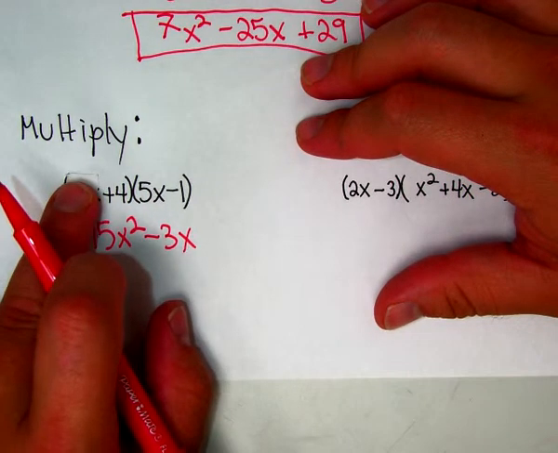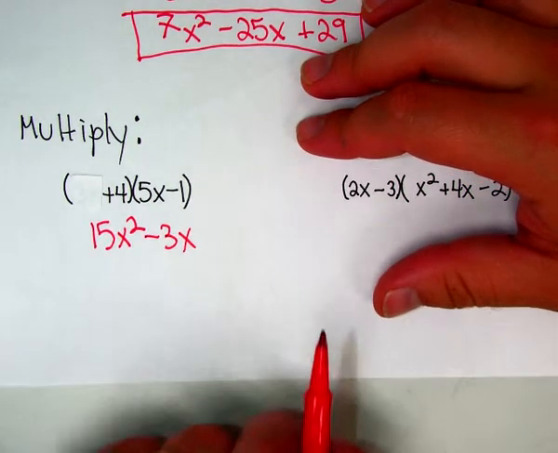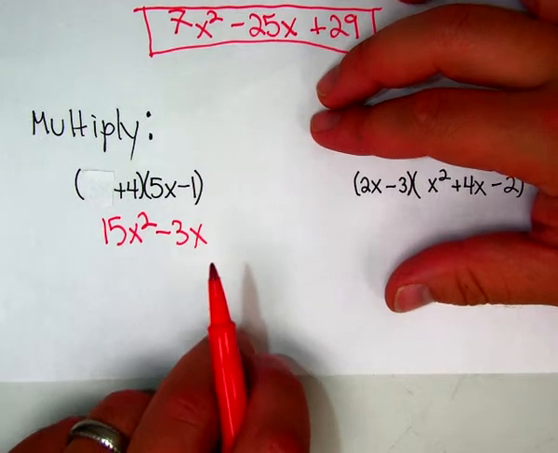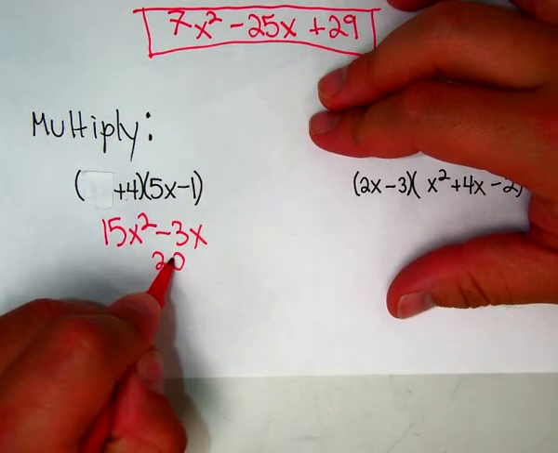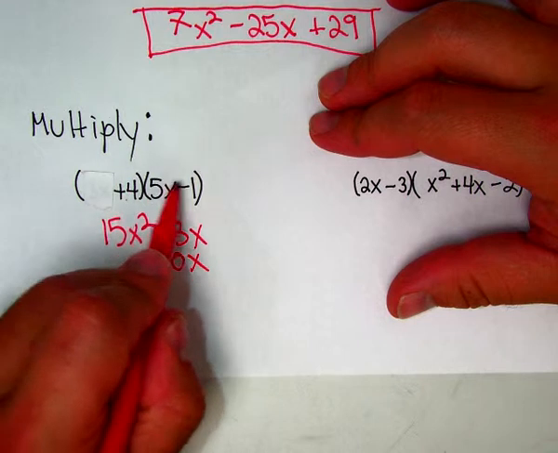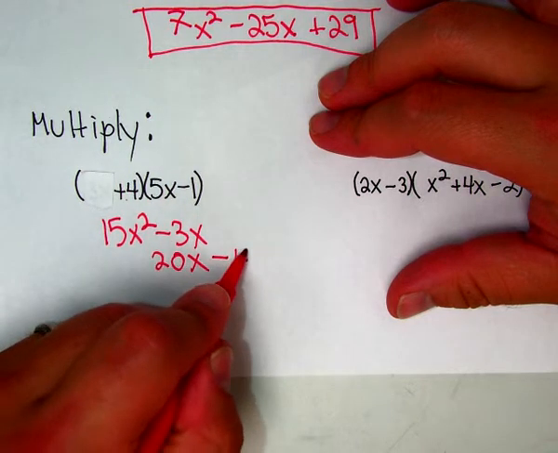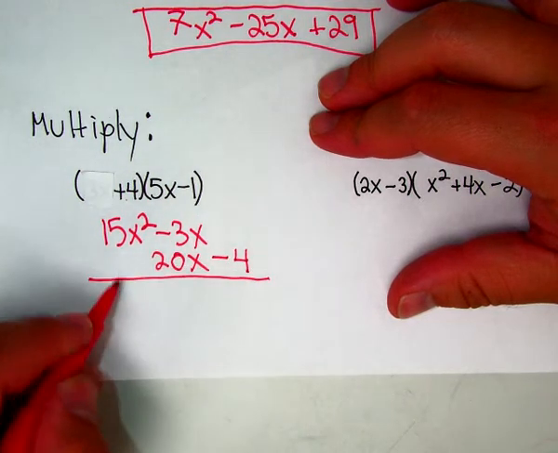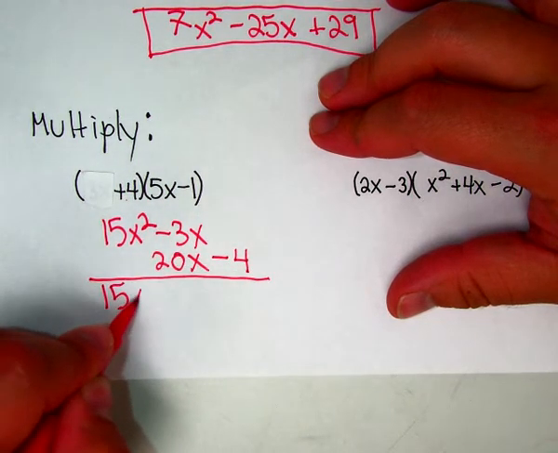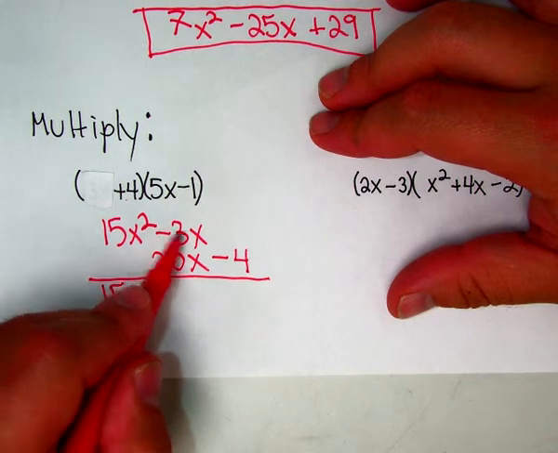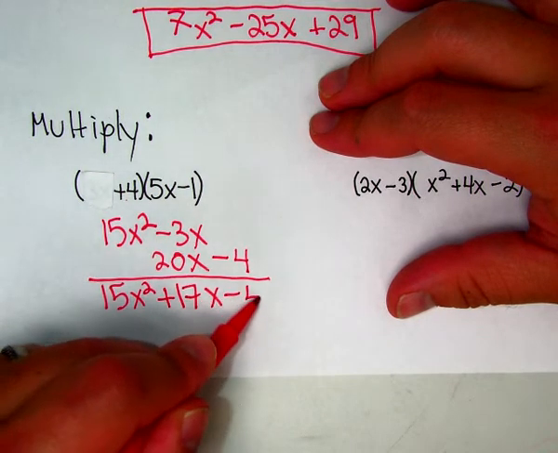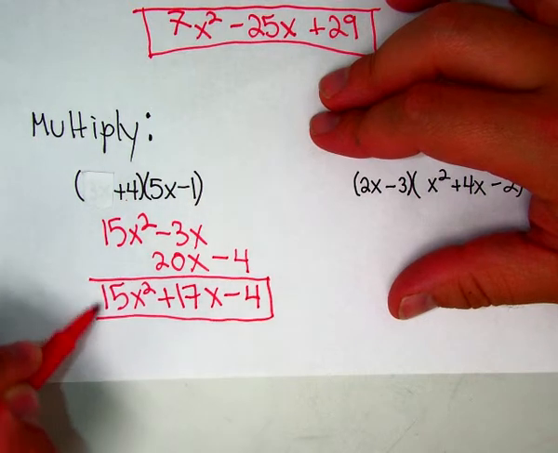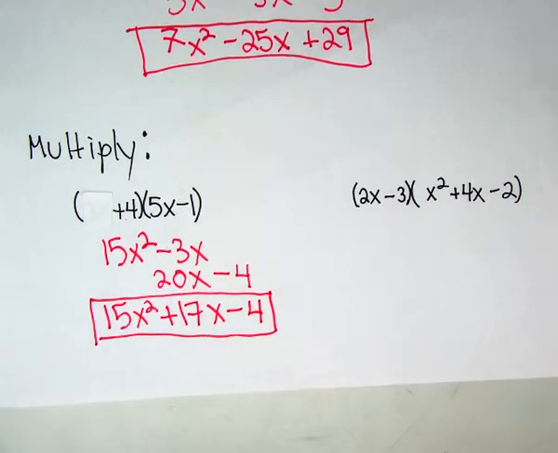Move this over, and now let's reveal the 4, because now we're going to take that 4 and we're going to distribute it to each part to the right of it. 4 times 5x is going to be 20x. 4 times negative 1 is negative 4. So that means our answer is 15x squared when we combine like terms. This will be 17x, and then we have minus 4. And there's our answer for the first one.